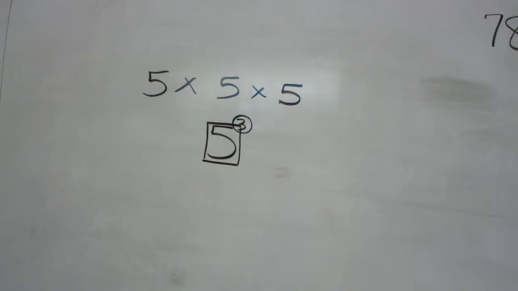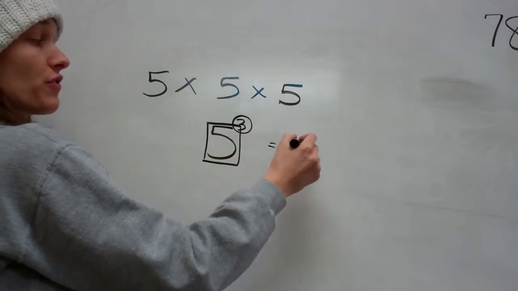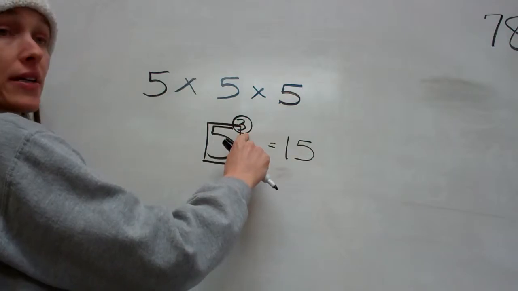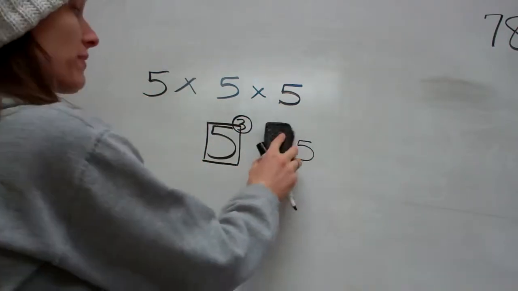A lot of people think this means 5 times 3, and they'll put the answer as 15. That's why I had trouble with it. But it's not right. What does that mean? You have to multiply the 5 3 times.